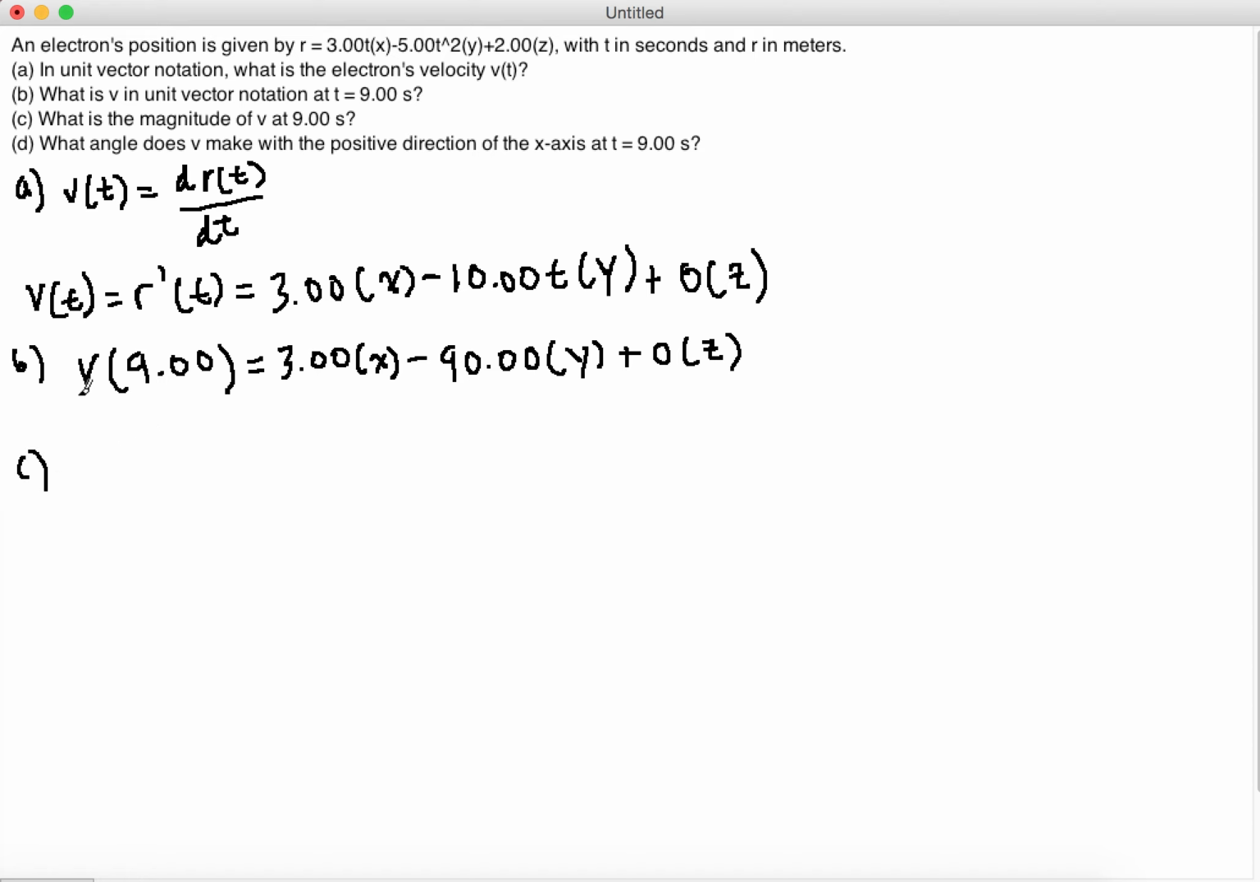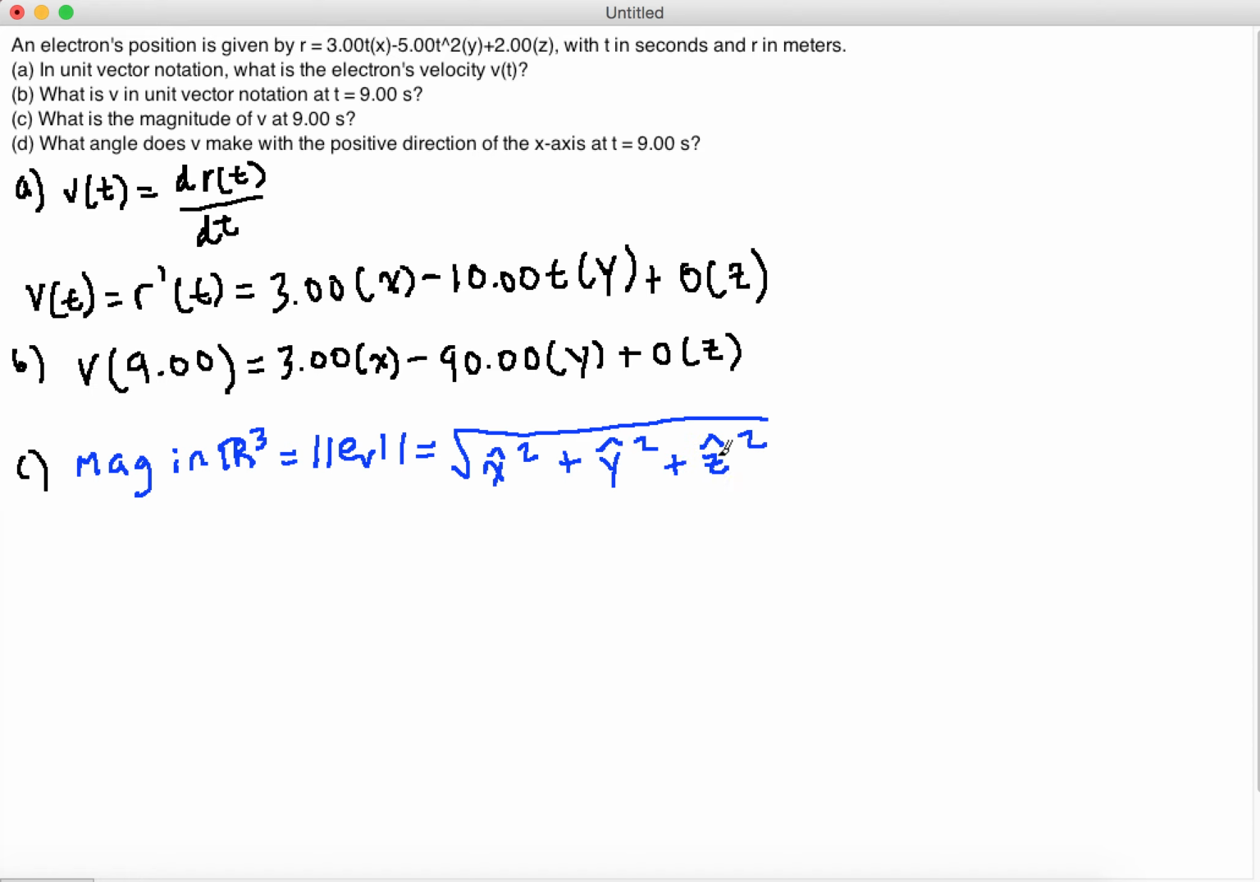Now in part C, it asks for the magnitude of the velocity at 9 seconds. So here we have a description of this electron's velocity in terms of its components, and to find the magnitude in R3 space, we just recall, and I'll write this out for reference, that the magnitude in R3, this is 3 dimensions, is equal to, the notation is like this, of some vector, which is equal to the square root of each component squared. So for reference, in this case, I'll write x hat squared plus y hat squared plus z hat squared, and this will give us the magnitude.